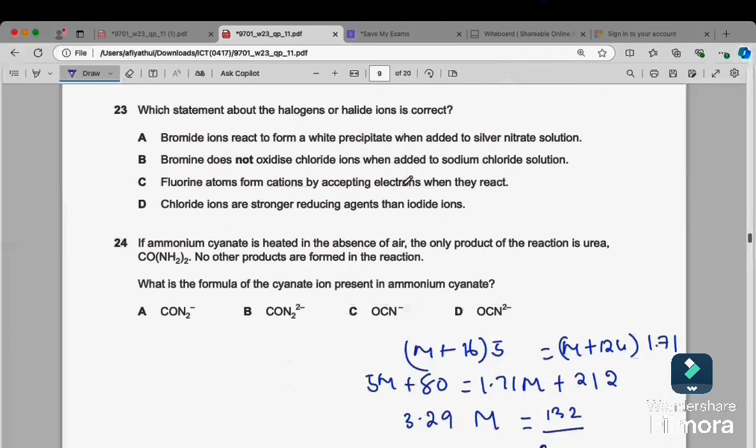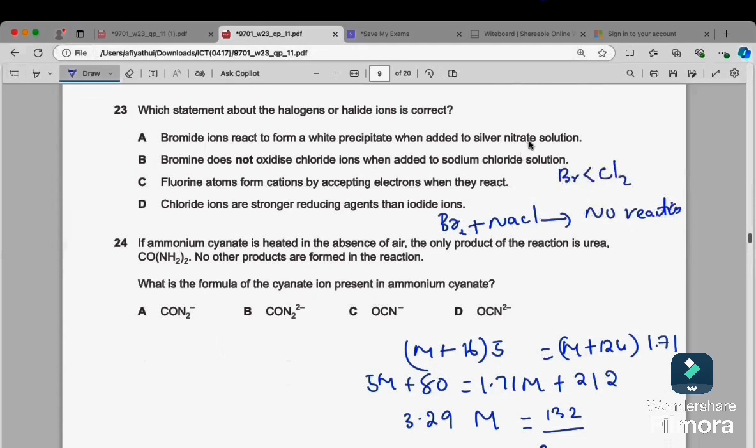Question number 23. Which statement about the halogens or the halide ions is correct? Bromide ions react to form a white precipitate when added to silver nitrate solution. Bromine does not oxidize chloride ions when added to sodium chloride solution. Let's work through it. Let's see the equation for this. So the bromine with the sodium chloride, no reaction will take place here. Why? Because bromine is less reactive than chlorine.